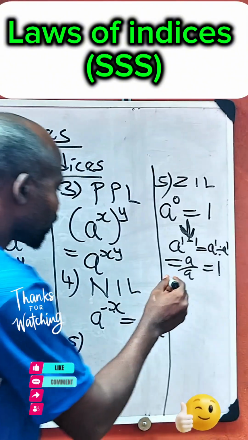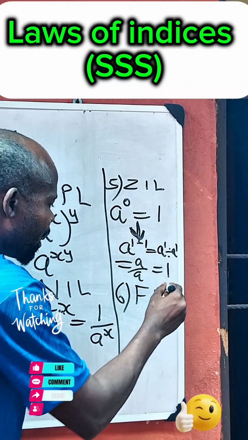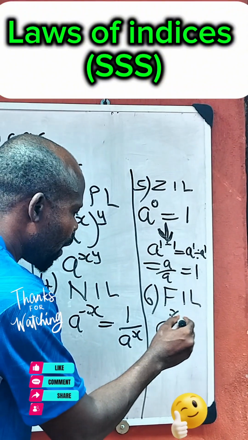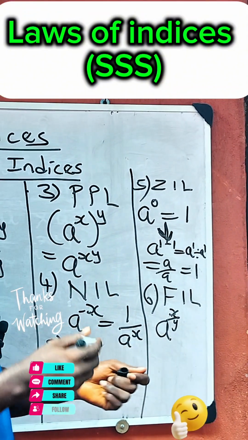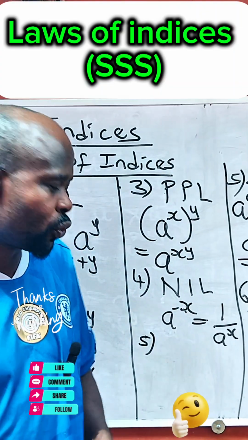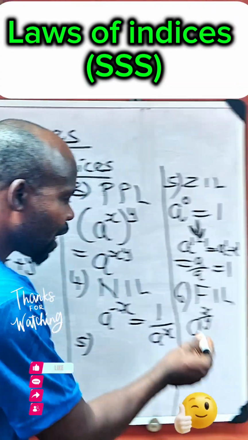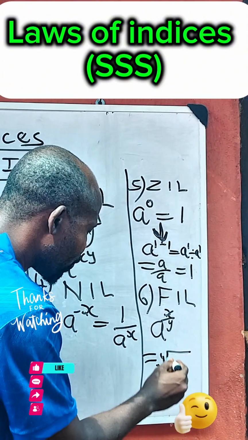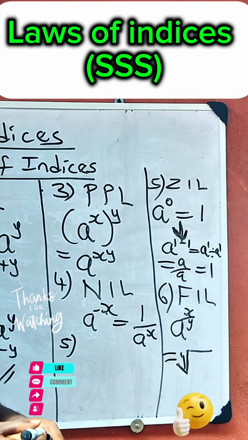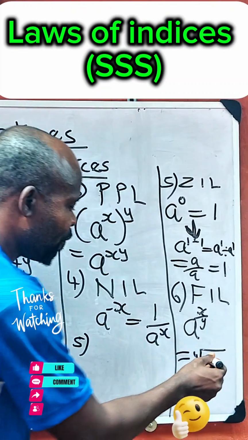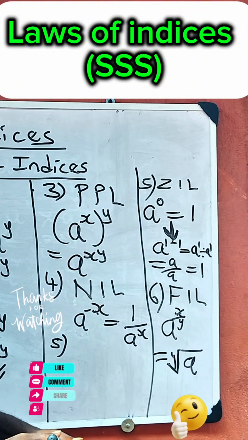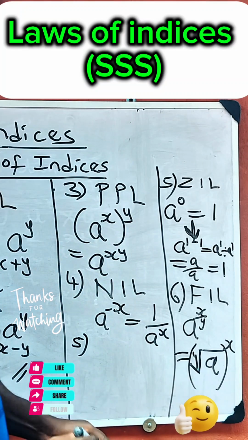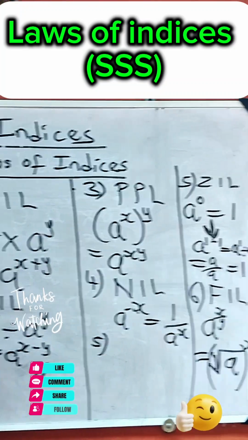And the last law is the fractional index law. In the case of the fractional index law, maybe we have a raised to power x over y. The denominator determines the nature of the root. So y, as the denominator of the index, will give you the y-th root. What is there as the main value goes inside the root box. Then the power x, you open brackets, close, and put the x on top. These are the 6 laws of indices.